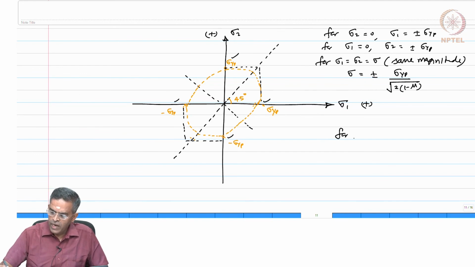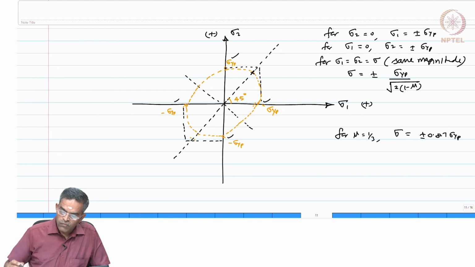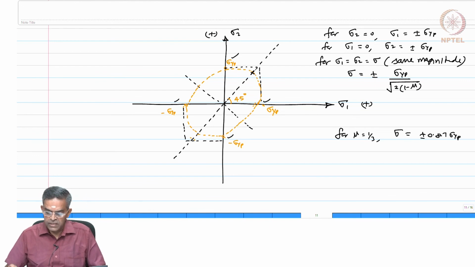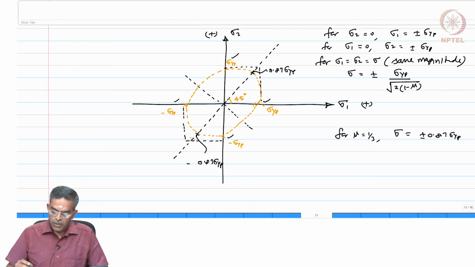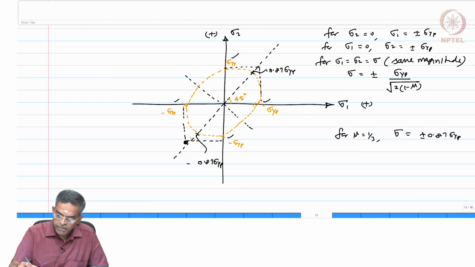For a typical value of mu as 1 by 3, you will find the stress will become plus or minus 0.87 sigma yp. So, when the stress is of the same intensity and nature, may be tensile, may be compressive, this is 0.87 sigma yp. It is not sigma yp, please understand that. So, the curve should not pass through this point.